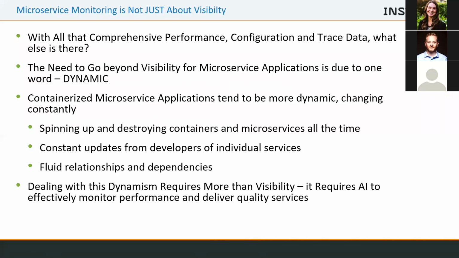But now we're going to start talking about how it's not just about visibility. With all that comprehensive performance, configuration, and trace data, what else would you possibly need? The reason that you need more is because of a dirty little word in microservices, or maybe an exciting little word, depending on where you sit. And that word is dynamism, or dynamic. It's the dynamic aspect of these applications that makes pure visibility difficult to achieve, but also difficult to use and be the only thing that you need.